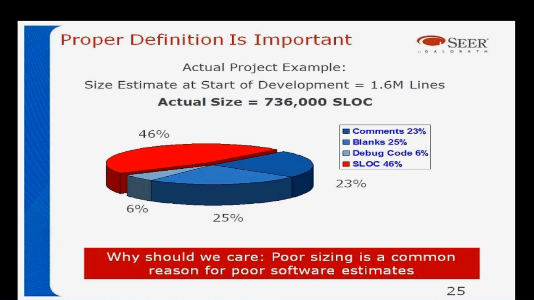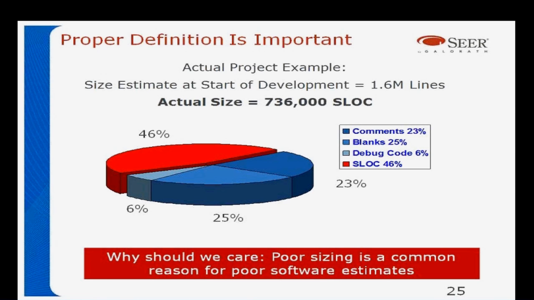Here's an example of where people had not normalized their software size. Maybe they had, but they didn't admit to it. In this example, this is a line of code job, but the people said that it was 1.6 million lines of code. When it was actually looked at in detail, it turns out 23% of those lines of code were comments, 25% of them were blanks, 6% of them were debugging code, and actually only 46% of those were lines of code that required any work. And that's the kind of lines of code that SEER would take.